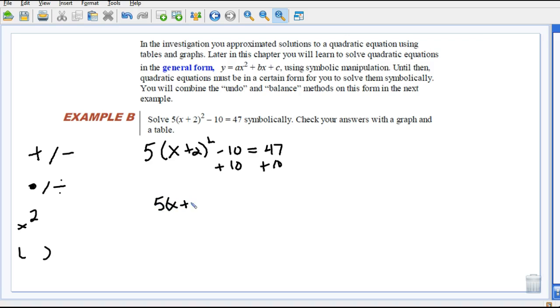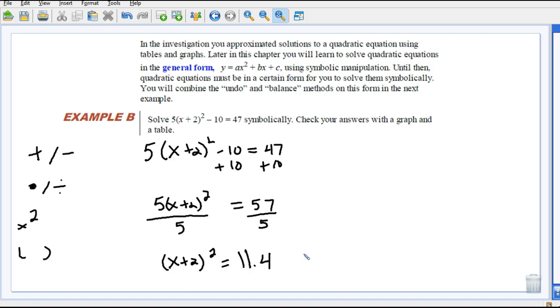That equals 57. Then we divide by 5, because we have multiplication next, and this is 5 times something, so divide by 5. I get (x plus 2) squared equals... 5 goes into 50 10 times, and into 7 several other times. So we figure out the number and write it as a decimal: 57 divided by 5 is 11.4.